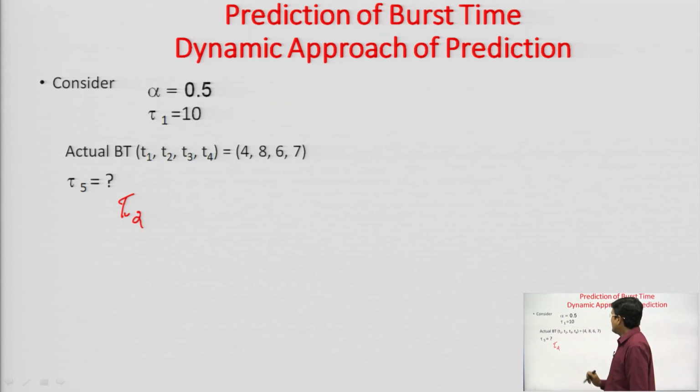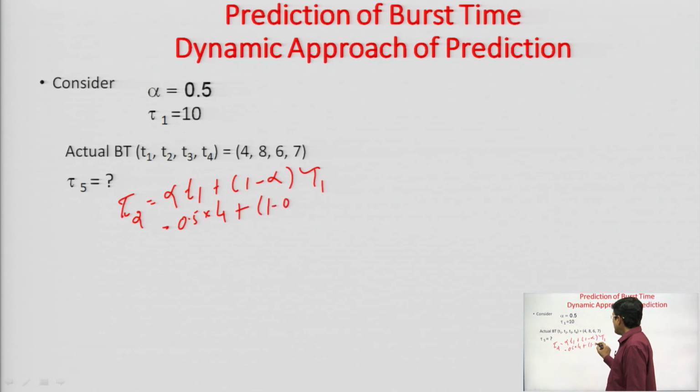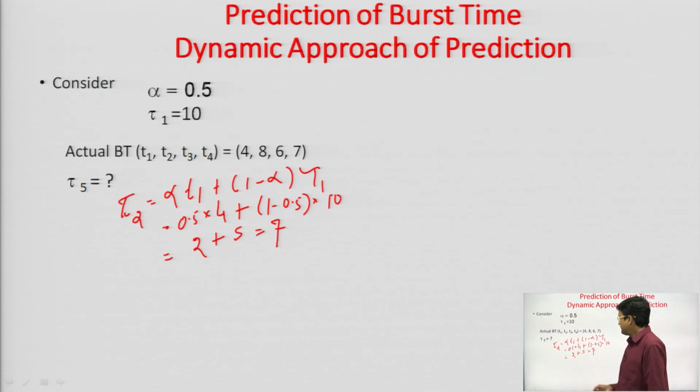Let us do it for tau 2. How will we be finding tau 2? Tau 2 will be equal to alpha T1 plus 1 minus alpha tau 1. So, alpha is 0.5, T1 is 4, plus 1 minus 0.5 into tau 1, that is 10. So, this figure comes out to 2 plus 5. So, this value is 7. This is the predicted burst time of process number 2.